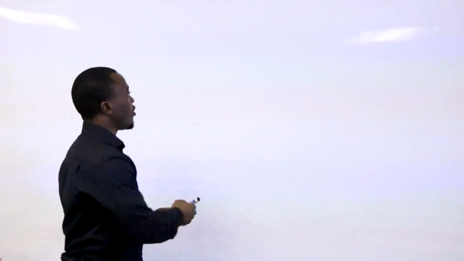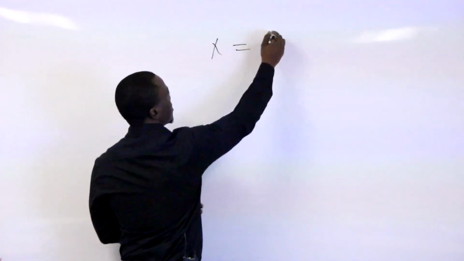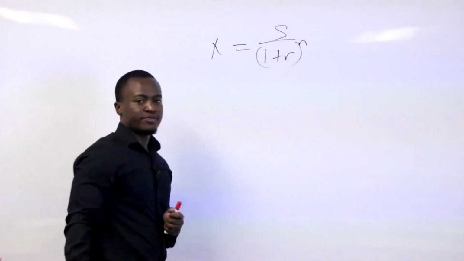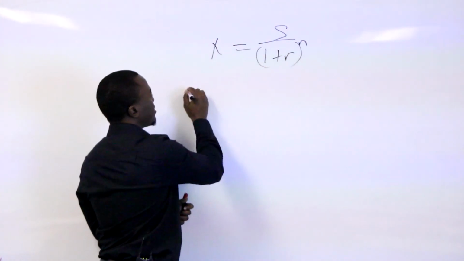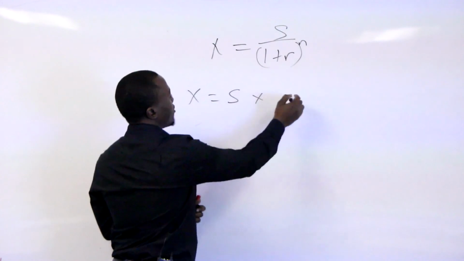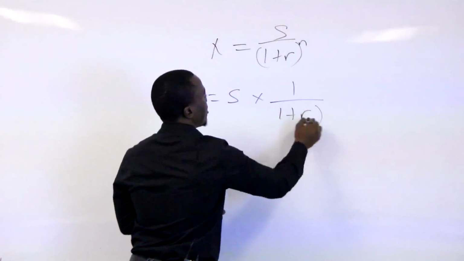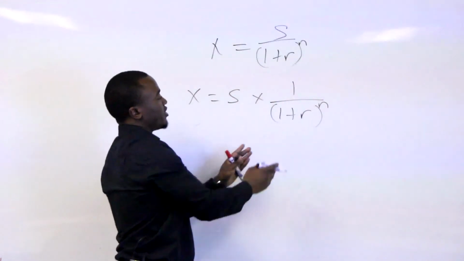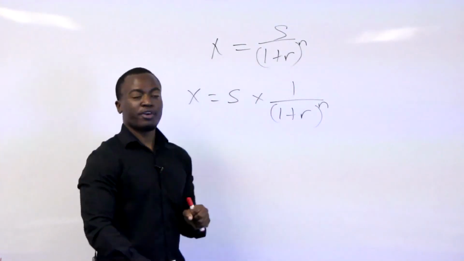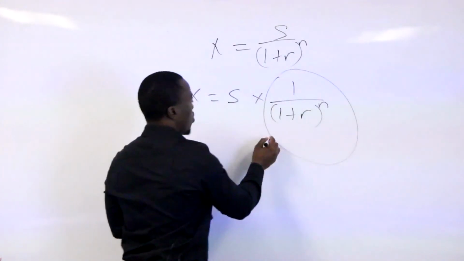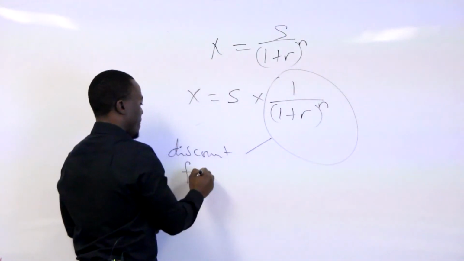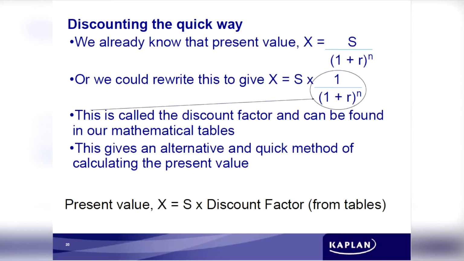Alright, so far we've been discounting using the formula x equals s over (1 plus r) to the power of n. Now this can be rewritten as x equals s multiplied by 1 over (1 plus r) to the power of n. Now this figure that we have here, 1 divided by (1 plus r) to the power of n, is called the discount factor.